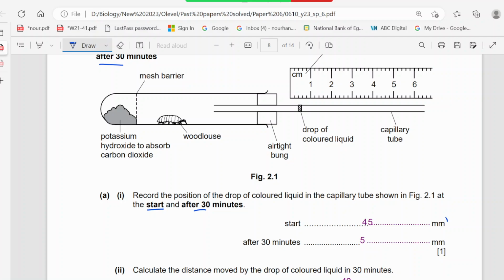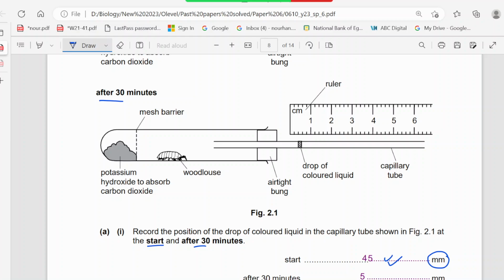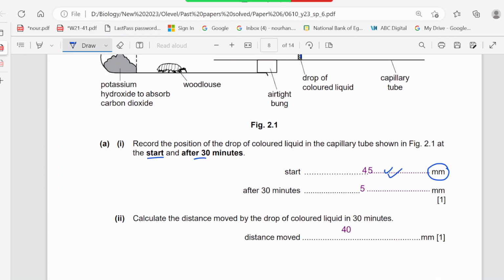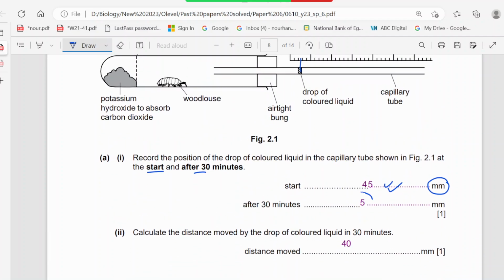ماشي. هي at the start تقريبا it was 4.5 centimeters. 4.5 centimeter يعني كام مليمتر؟ 45. I will multiply by 10. هنا تقريبا كانت 0.5 centimeter. So I'll also multiply by 10. It will be 5 millimeters.